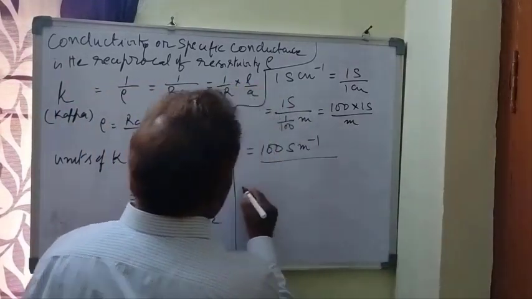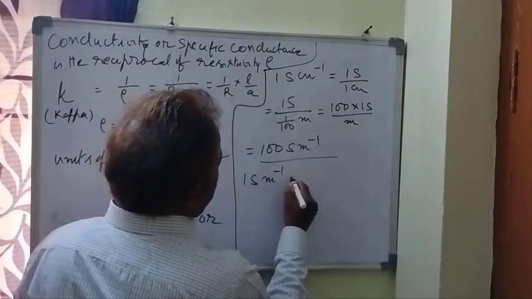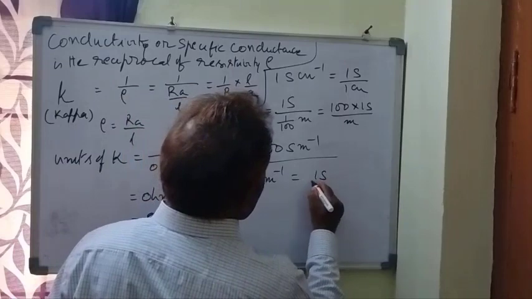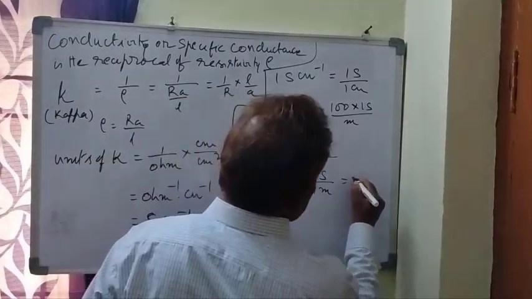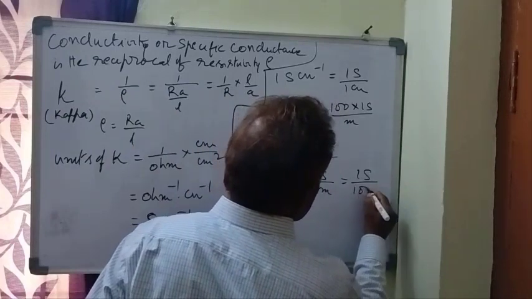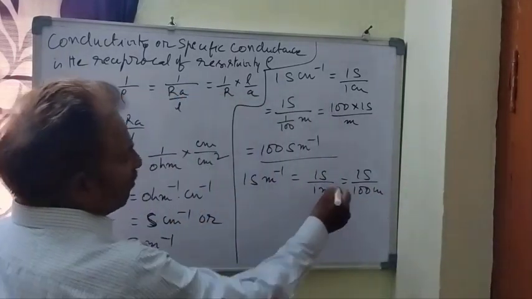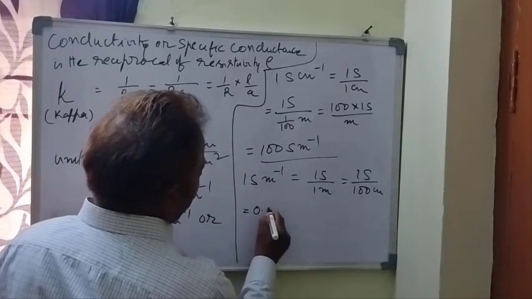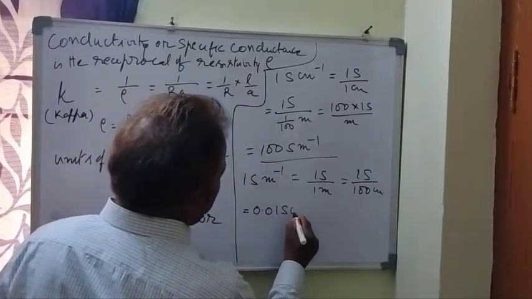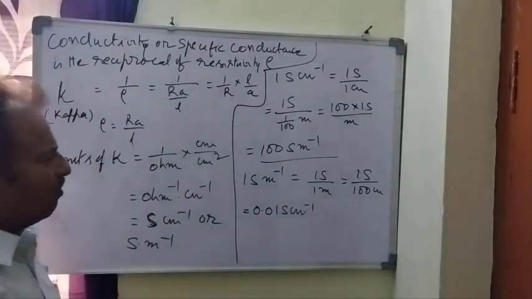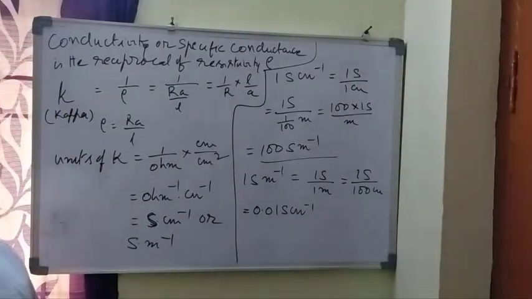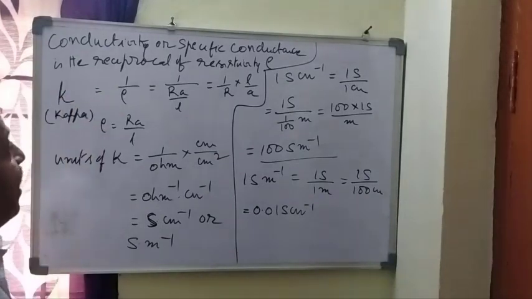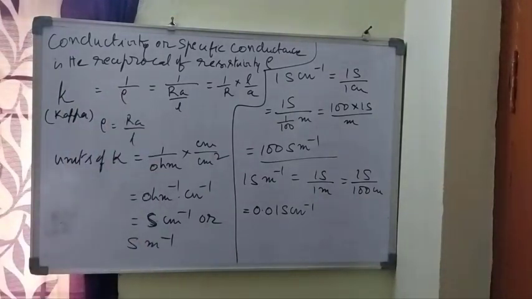In the same manner, 1 Siemens meter inverse equals 1 Siemens by 1 meter, which equals 1 Siemens by 100 centimeter. So 1 by 100, how do we write it? This is 0.01 Siemens centimeter inverse. So 1 Siemens meter inverse equals 0.01 Siemens centimeter inverse. So this is the conductivity or specific conductance and its units.